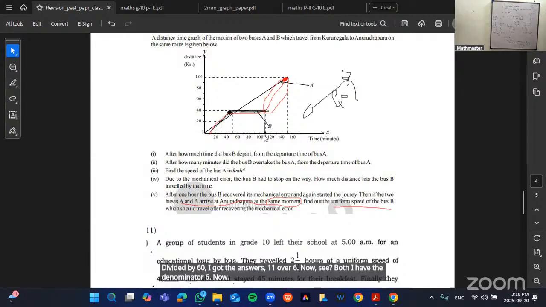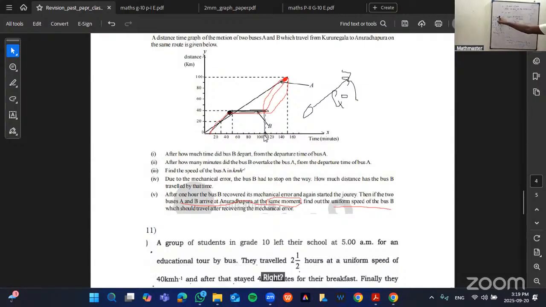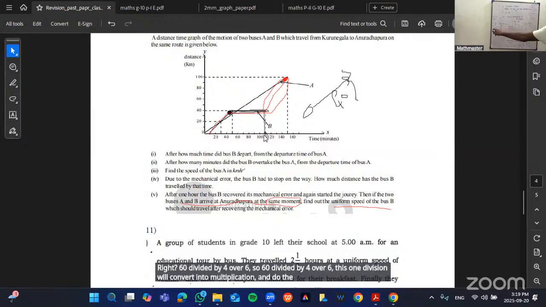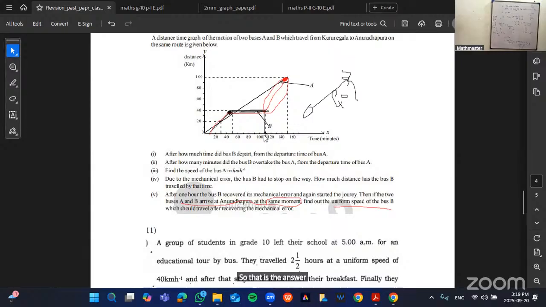Now what can you do? When you subtract, you can use the same denominator. So you subtract the numerators and get the answer. Once you subtract the numerators, 15 minus 11 means 4 over 6. That's how I got it here. Right? 60 divided by 4 over 6. This division will convert into multiplication with the reciprocal. 60 times 6 over 4. You can cancel these. The answer will be in kilometers per hour. How much is it? 90 kilometers per hour. So that is the answer for Roman number 5 of question number 10 of rates.